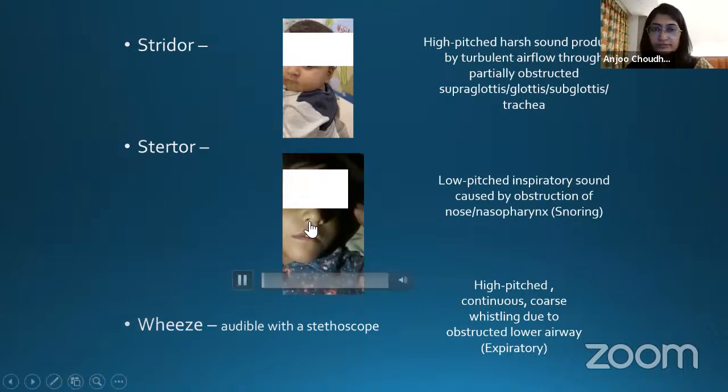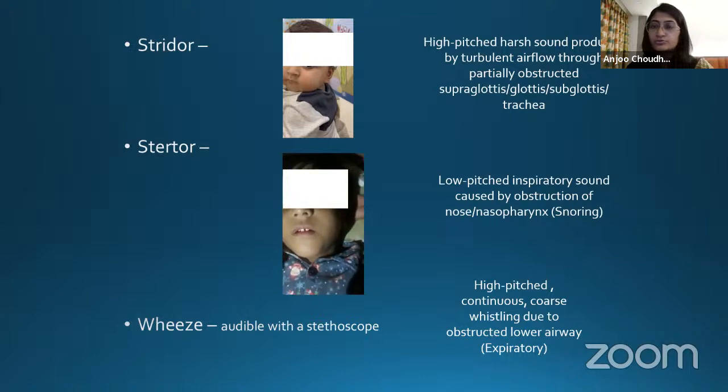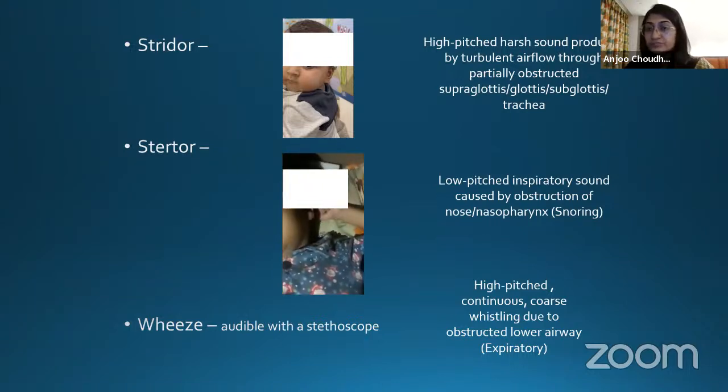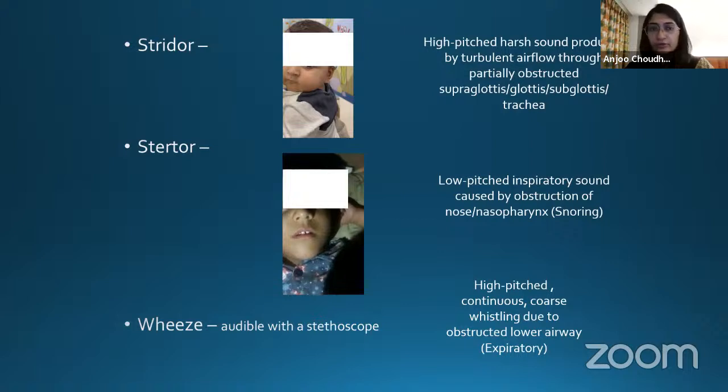While we compare it to this, so this is stertor. I'm sure many of your patients would show you videos of a child presenting like this. These are low-pitched inspiratory sounds caused by obstruction above the level of the larynx, that is the nose and nasopharynx, typically snoring or stertor caused by adenoid hypertrophy.